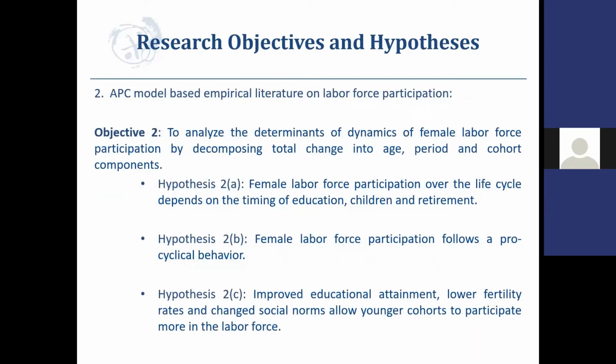The second strand of literature relies on the age, period, and cohort model and aims to analyze the determinants of the dynamics of female labor force participation by decomposing total change into age, period, and cohort components. For the age component, the hypothesis is that female labor force participation over the life cycle depends on the timing of education, children, and retirement. For the period or year component, female labor force participation follows a pro-cyclical behavior. And for the cohort component, my hypothesis is that improved educational attainment, lower fertility rates, and changed social norms allow younger cohorts to participate more in the labor force.